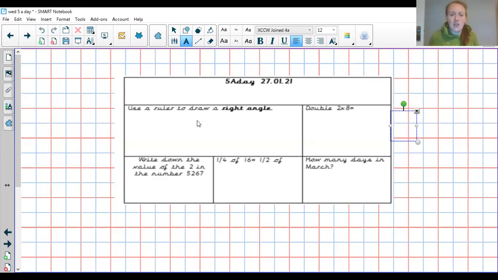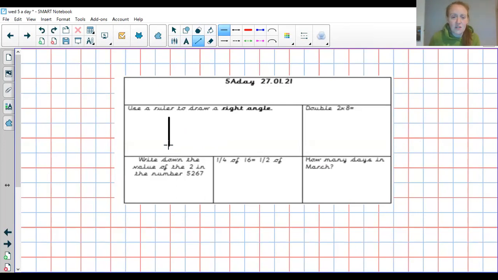So starting up here, use a ruler to draw a right angle. Now, if you don't get this right, I'm bamboozled because we have just done 3 days on right angles. A right angle, or we could call them perpendicular lines, look like that. And if you were really clever, you could have drawn in the gap there that little square.